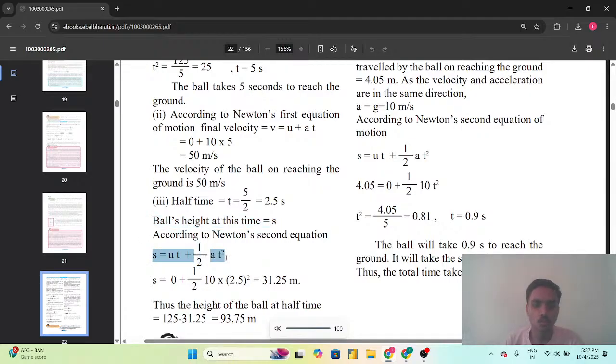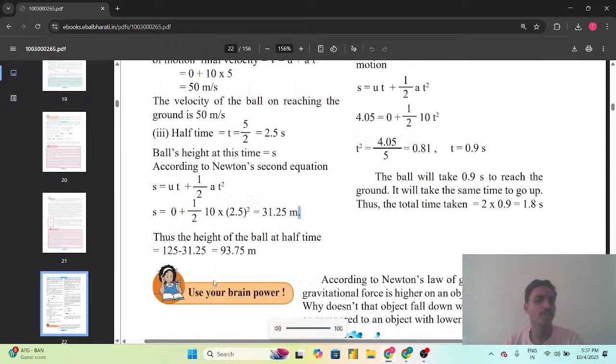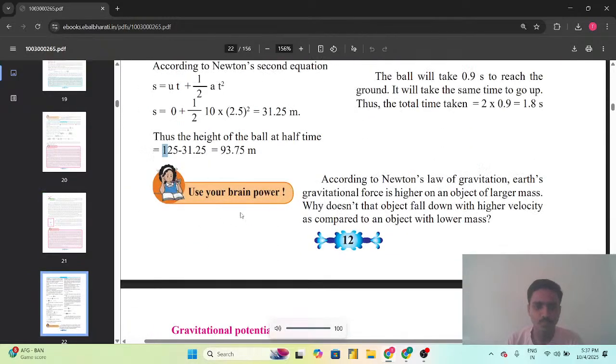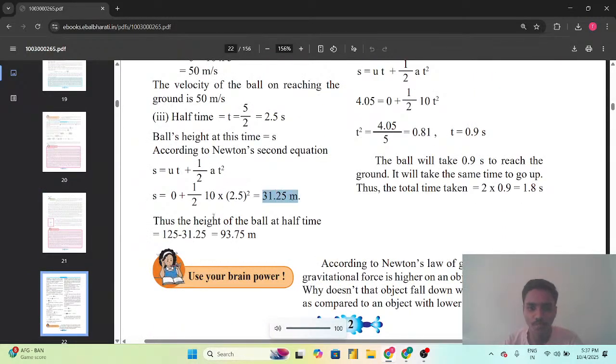So s is equal to u t plus half a t square, that will be half g t square. So s is equal to initial velocity 0, plus half multiplied by g, times the time at half time, 2.5 seconds, 2.5 whole square. We get the height 31.25 meter. Thus this is the distance fallen at half the time, so we have to subtract it from the total height. The total height is 125 meter as given in the question, and subtracting 31.25 meter from this, we get the height of the ball as 93.75 meter.